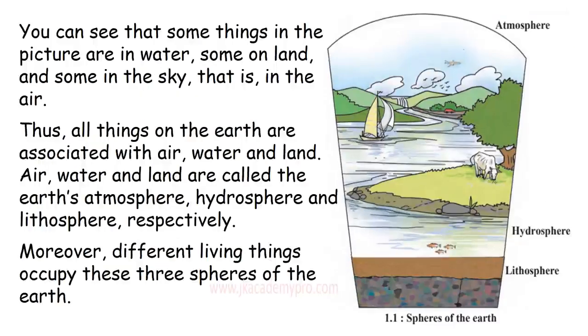You can see that some things in the picture are in water, some on land and some in the sky, that is, in the air. Thus, all things on the earth are associated with air, water, and land. Air, water, and land are called the earth's atmosphere, hydrosphere, and lithosphere, respectively. Moreover, different living things occupy these three spheres of the earth.